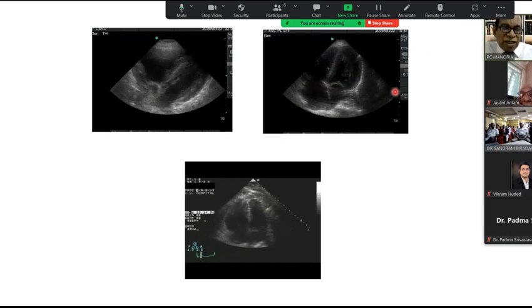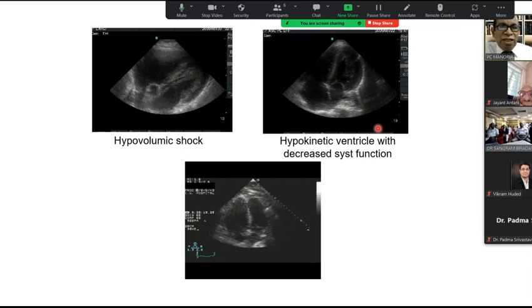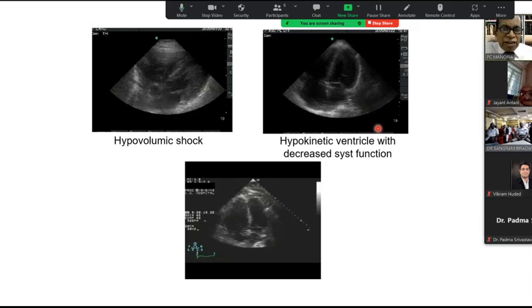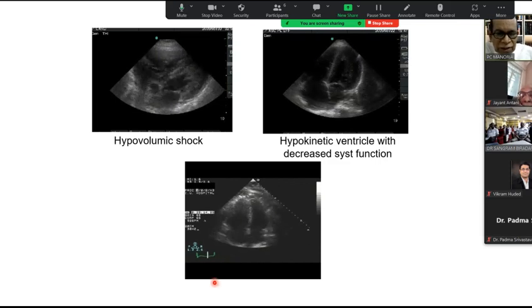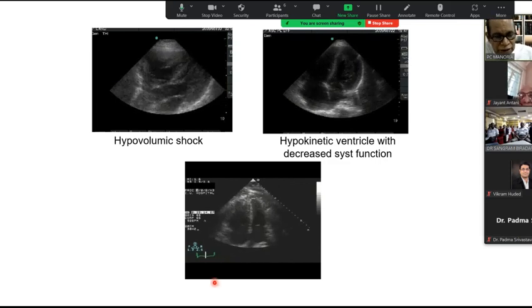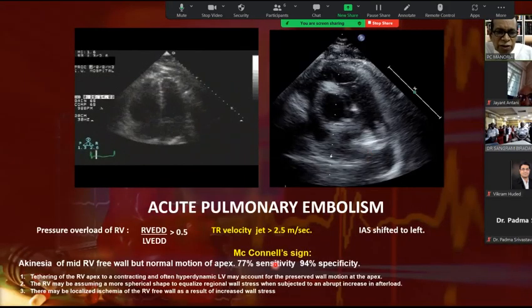This is the classical cardiogenic shock. You can see the hypokinetic ventricle is hardly moving. A large area of myocardium is affected. And the last one, you can see the right ventricle bigger than the left ventricle, which is likely to be pulmonary embolism. We should look for TR velocity and pulmonary hypertension, and you can see the clot here.